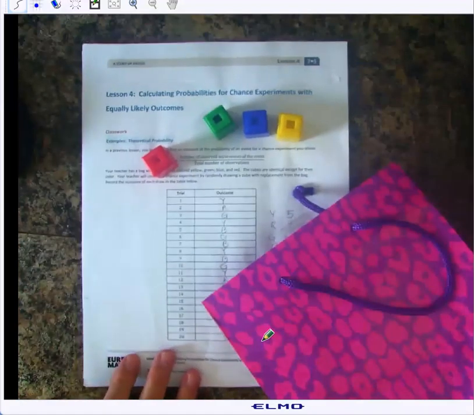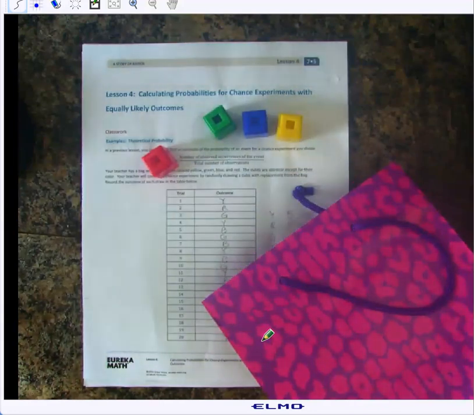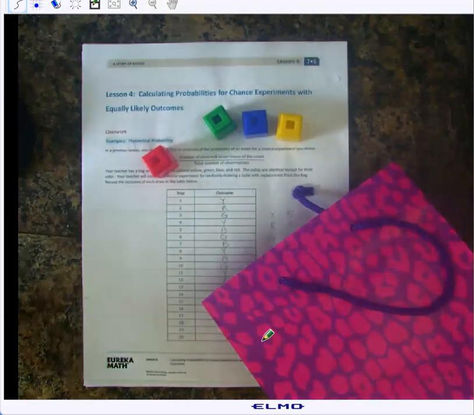Okay, seventh grade. We're going to continue on with probability today with lesson 4. Today we're going to be learning about theoretical probability and how that differs from experimental probability. What we've been doing so far is experimental probability because we've been doing trials of things like shooting baskets over and over and over and counting the number of baskets you make.